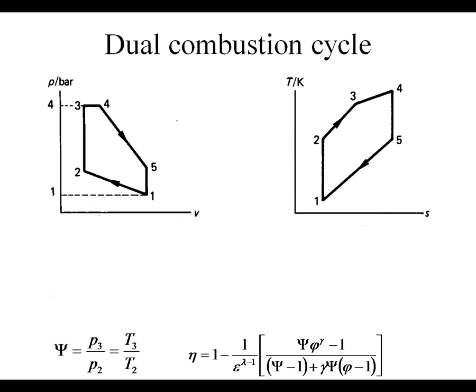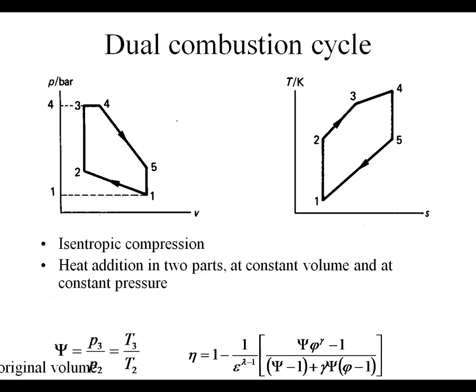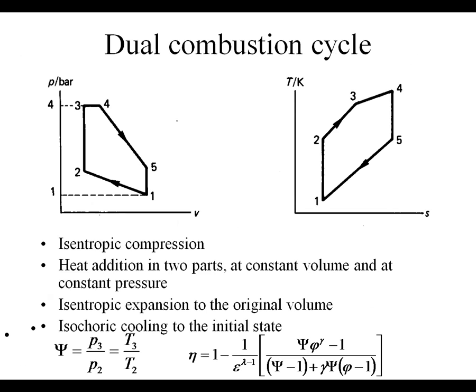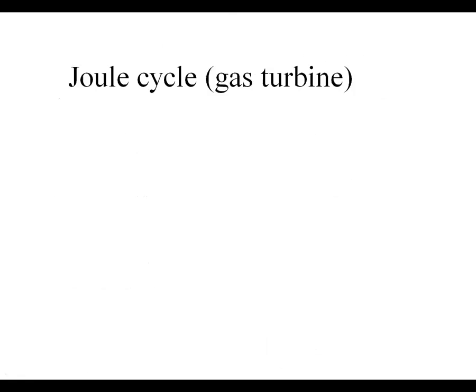So the dual combustion cycle has not 4 but 5 processes, and the new aspect is that the combustion is both isochoric and isobaric. So it is done in 2 steps. And the formulas are much more complicated, but I told you, you have only to know how to use them, not to learn them by heart.